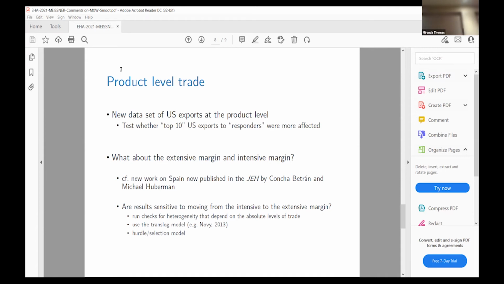But when you move from the intensive to the extensive margin, kind of moving over this hurdle or a threshold, and I don't know what to do about that. But I list some things here.